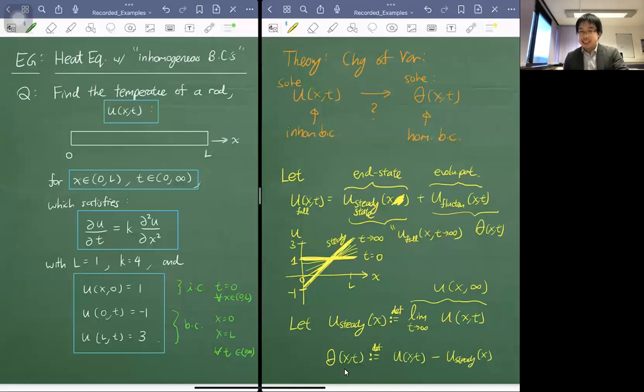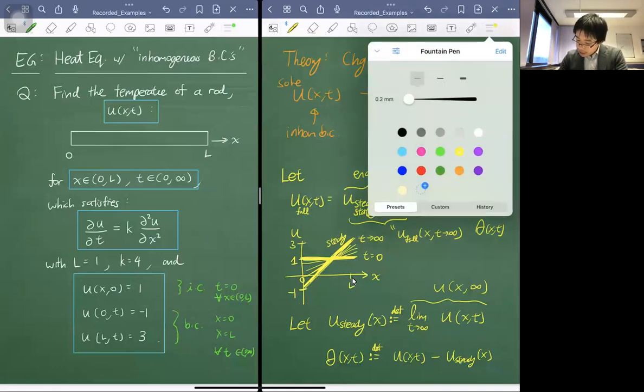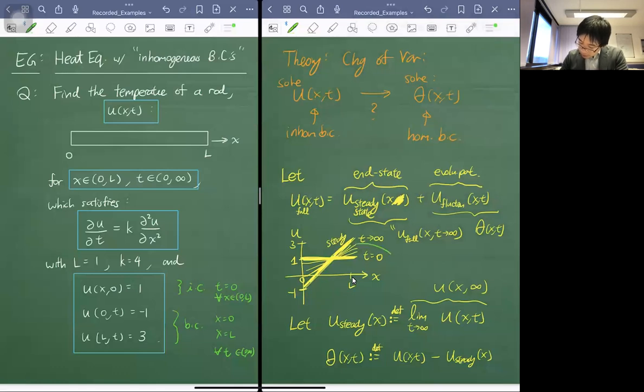Okay, so let's see. So how would we actually solve it? Well, what is the steady state? The steady state, we know, is going to be a linear profile. Like after infinite time, the temperature is going to look like this. Okay, so what does that look like? Well, just a simple linear equation, a straight line. So y equals mx plus c, right?